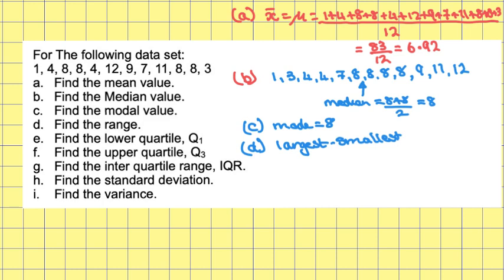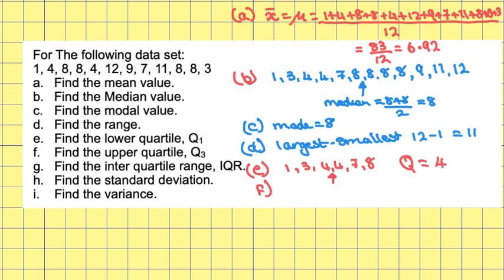So that in this case is 12 minus 1, which is equal to 11. Part E, the lower quartile. Well, the lower quartile is the median of the lower half of the data set. So the lower half is 1, 3, 4, 4, 7, 8, and the median will be halfway between 4 and 4. So Q1 is equal to 4.